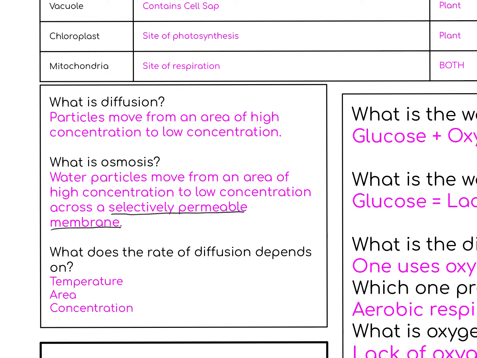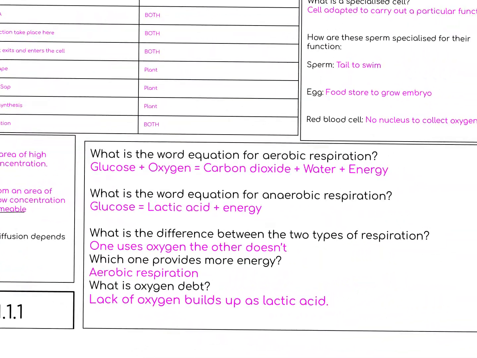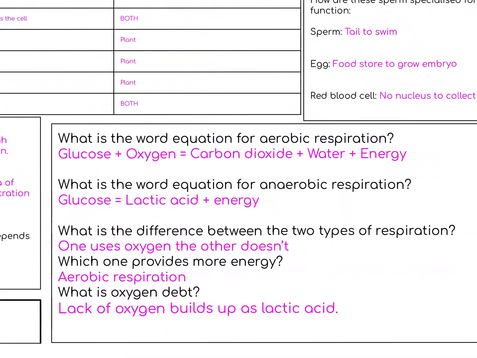Okay, and what does this depend on? How does it affect the rate? So temperature, an increased temperature means the particles move a bit quicker. The area, so if particles have got to travel quite a large distance, it's going to take longer than if they're quite close together. Okay, other things to think about: what is the word equation for aerobic respiration?